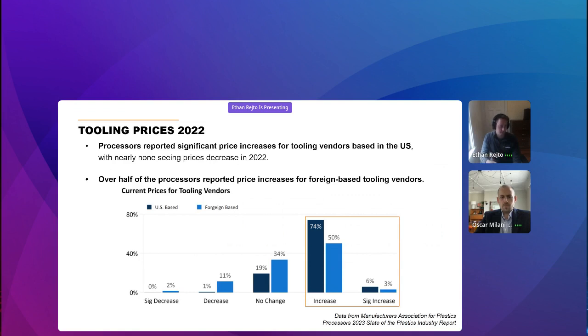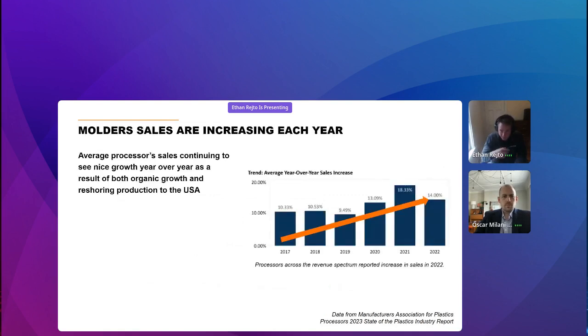Over half of the processors reported that, or sorry, almost 80% of processors stated that U.S. tooling prices were increasing or significantly increasing. Over half were saying the same about foreign vendors. But the thing that's interesting to look at, I'm playing my little economist role here now, is that molders are seeing double-digit growth every single year. So they're seeing more and more demand. They're getting lots and lots of growth.